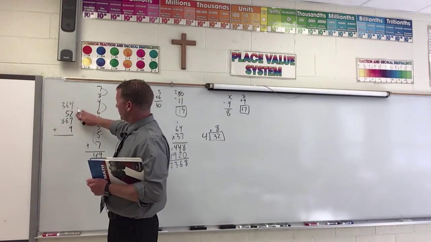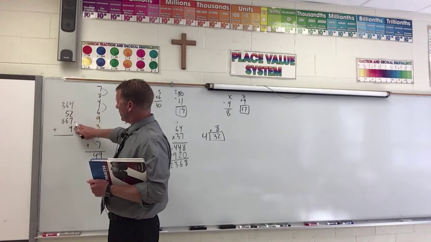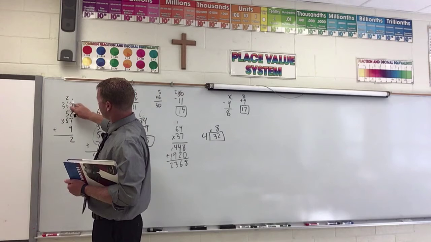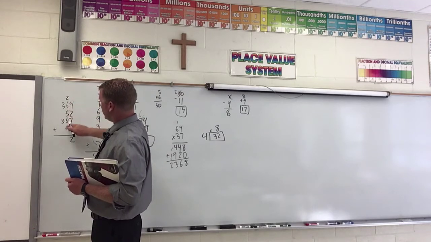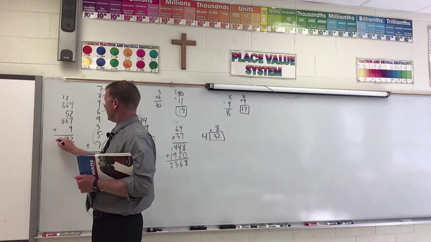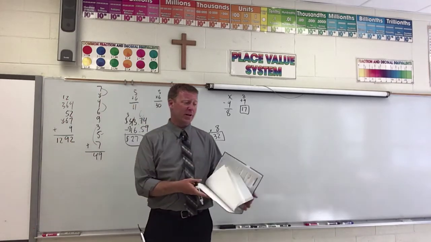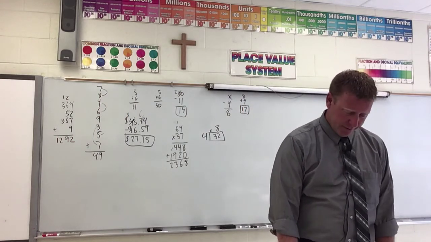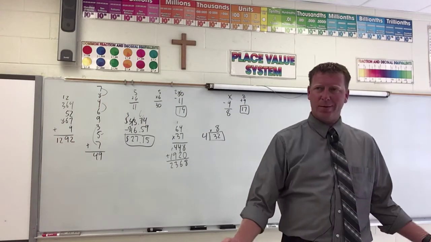Top to bottom, 4 plus 2 is 6, plus 7 is 13, plus 9 is 22. Carry the 2. 2 and 6 is 8, plus 5 is 13, plus 6 is 19. Carry the 1. 1 and 3 is 4, plus 8 is 12. I have 1,292 for number 10. Skipping 11, we're moving to number 12. 12 has numbers in parentheses.